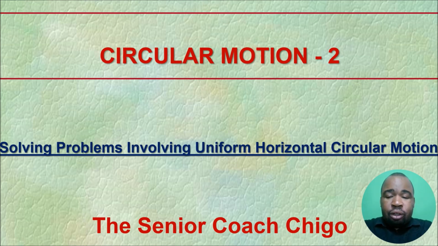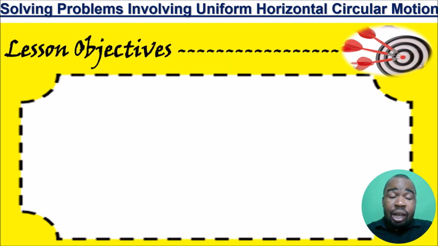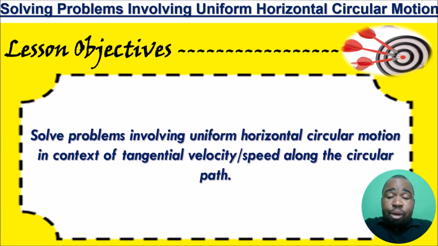Today we're dealing with part 2 of the series, and it involves solving problems involving uniform horizontal circular motion. So I expect that by the end of today's class you should be able to solve problems involving horizontal circular motion only in the context of tangential velocity and speed along the circular path.